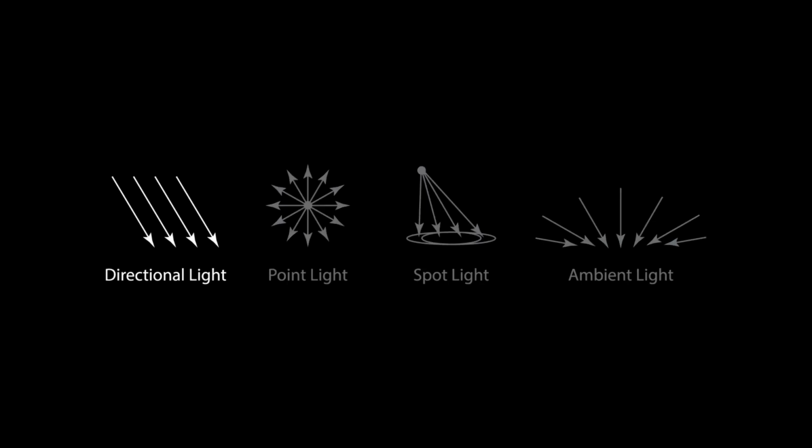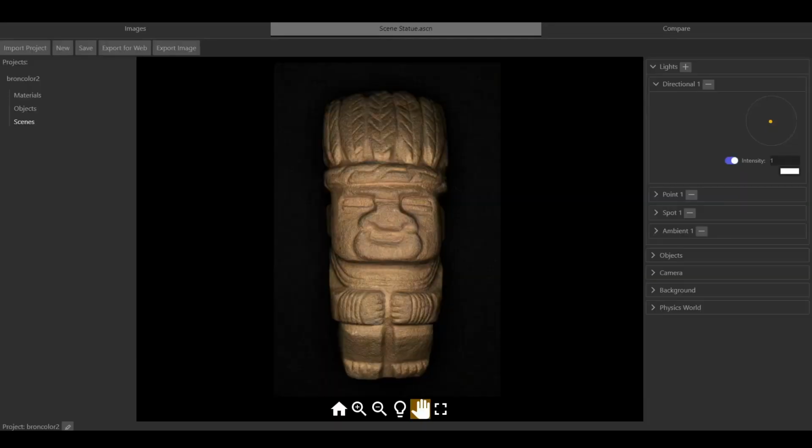Directional lights are virtual light sources infinitely far away. They emit light to a defined direction. You can modify the light direction by using the light bulb, or you can click into the circle and change the angle of incidence of the light.